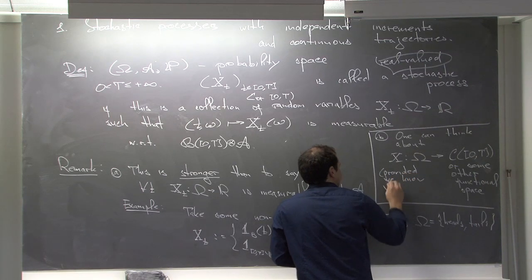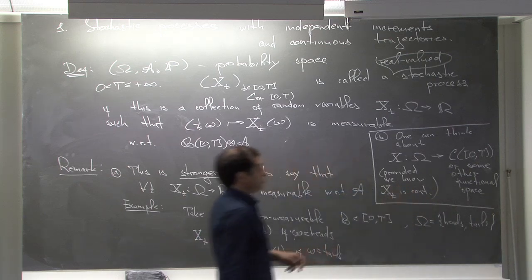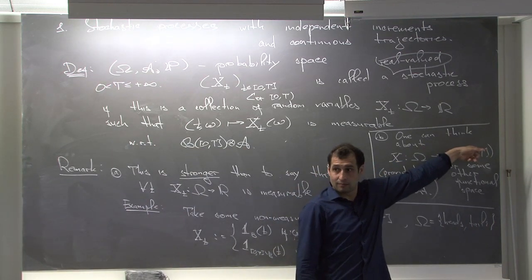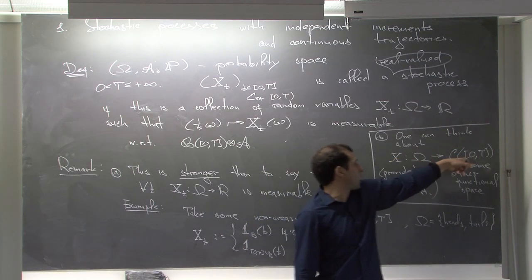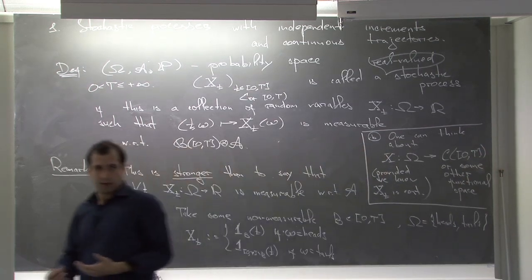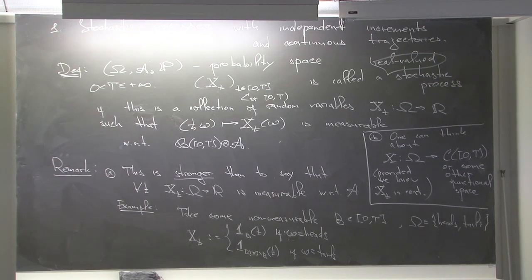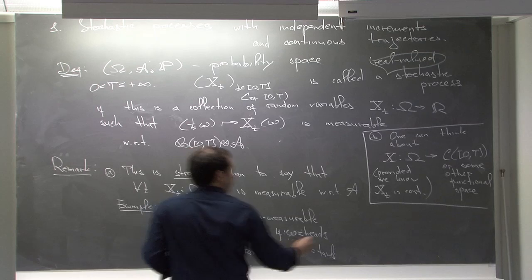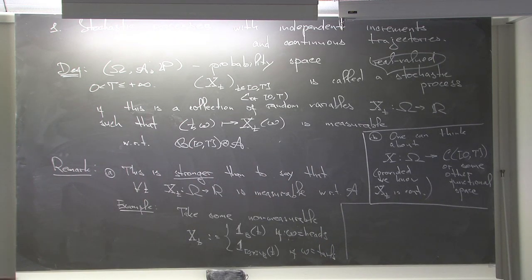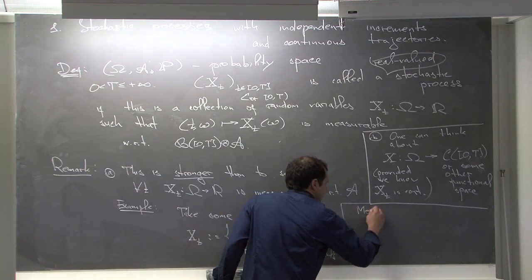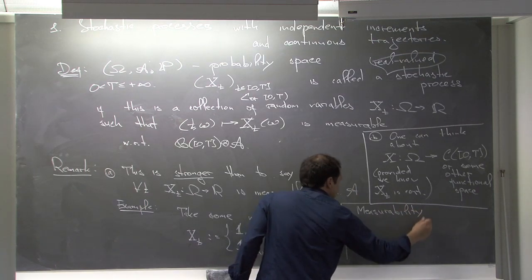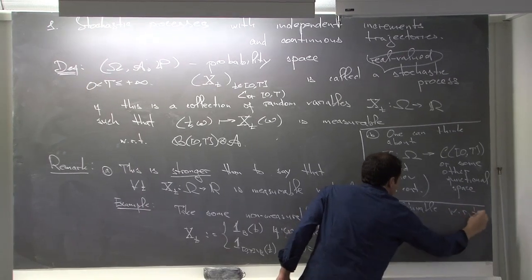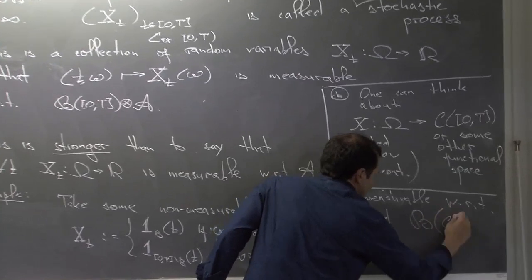We know xt is continuous. Then one can impose the measurability condition for this mapping, that it's measurable with respect to the sigma algebra here and the Borel sigma algebra there in this functional space. There's also a very natural viewpoint. The natural condition is that x is measurable with respect to A and the Borel sigma algebra there.